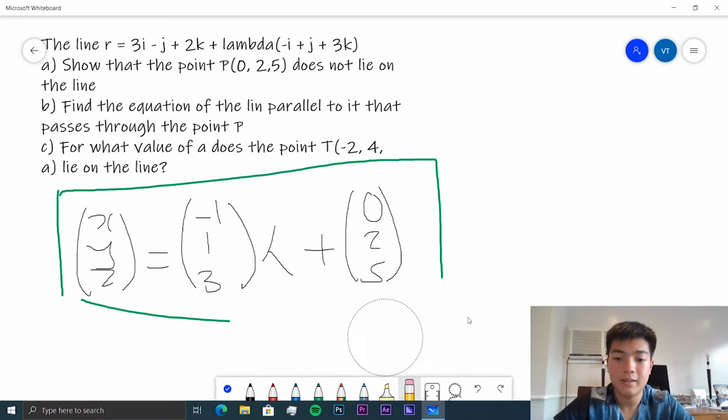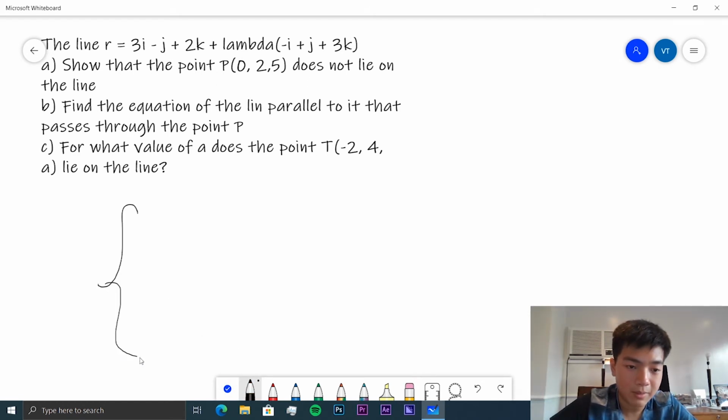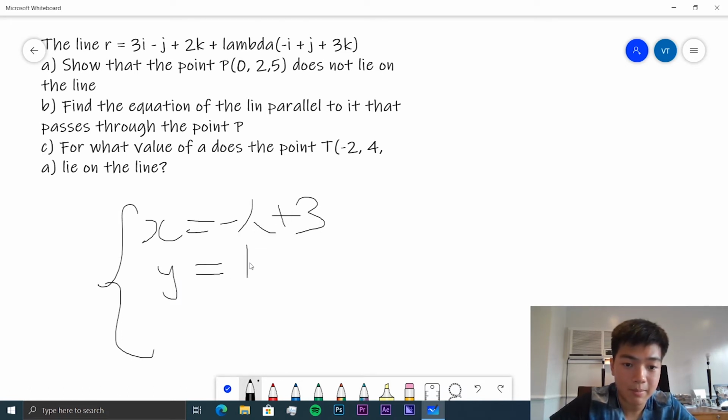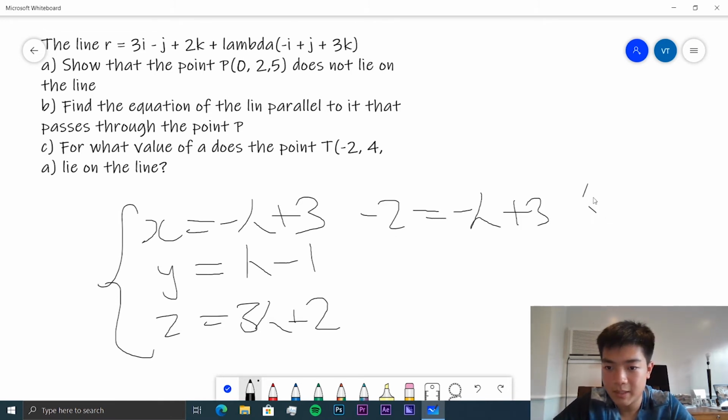And then finally, we need to find for what value of a does the point T lie on the line. Okay, well, we need to go back to the parametric form. x is equal to negative lambda plus 3, y is equal to lambda minus 1, and z is equal to 3 lambda plus 2. So the point (-2, 4, a) lies on the line. So we have negative 2 is equal to negative lambda plus 3. So lambda is equal to 5.